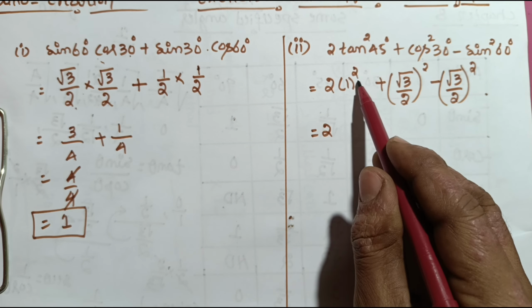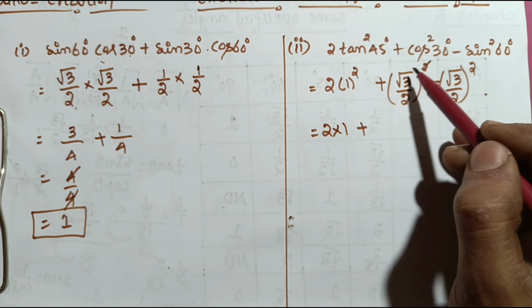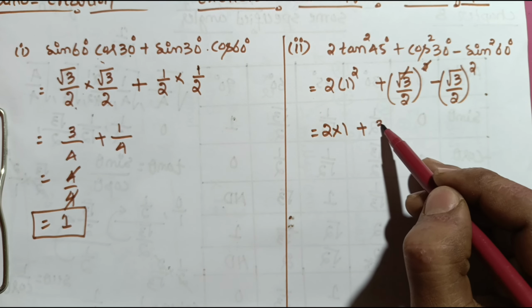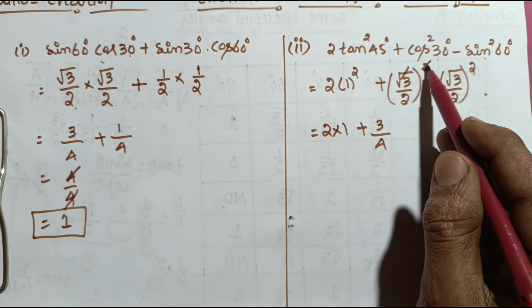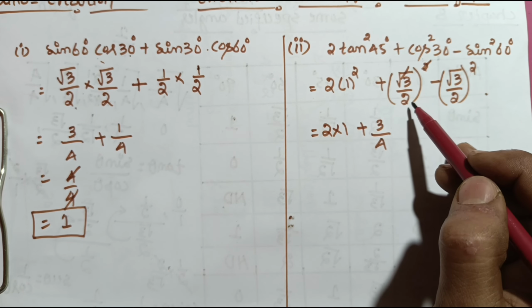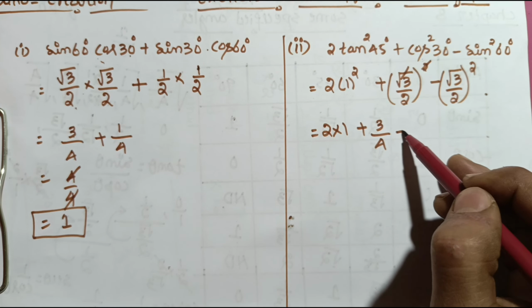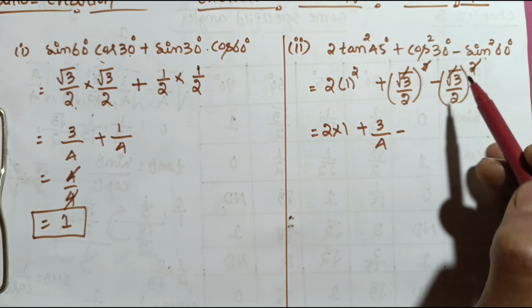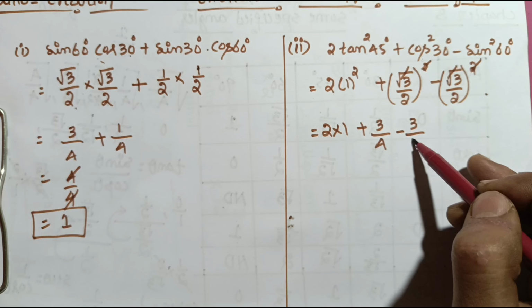2 into 1 square is going to be 1, plus square and square root get cancelled. 3 divided by 2 square is going to be 4. This square is for both the numerator as well as the denominator, hence I written this bracket. Minus square and square root get cancelled. 3 divided by 2 square is 4.